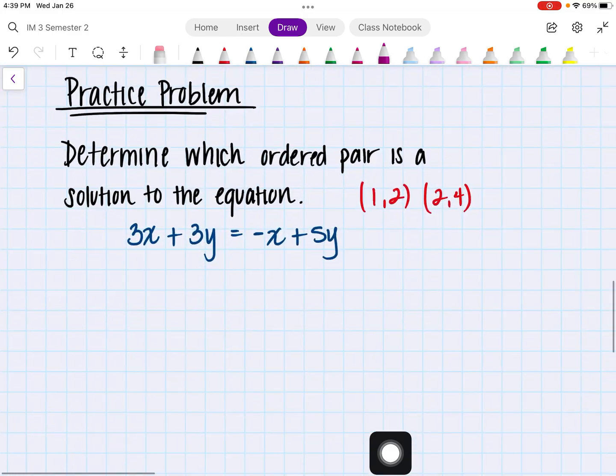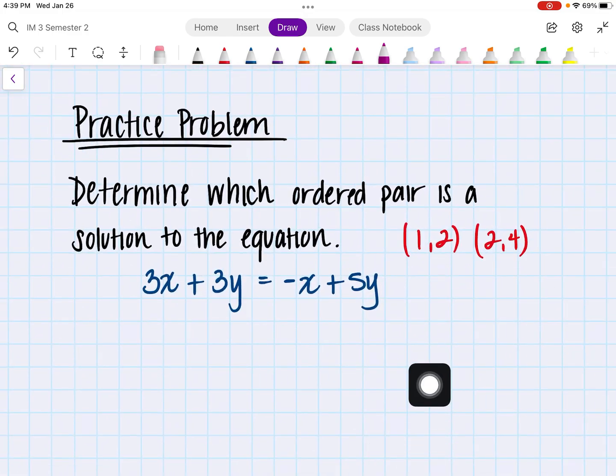And for practice problem, guys, this here is your practice problem. So you want to go ahead and determine if one of these is a solution, or both of them, or none of them are. So go ahead and check that.